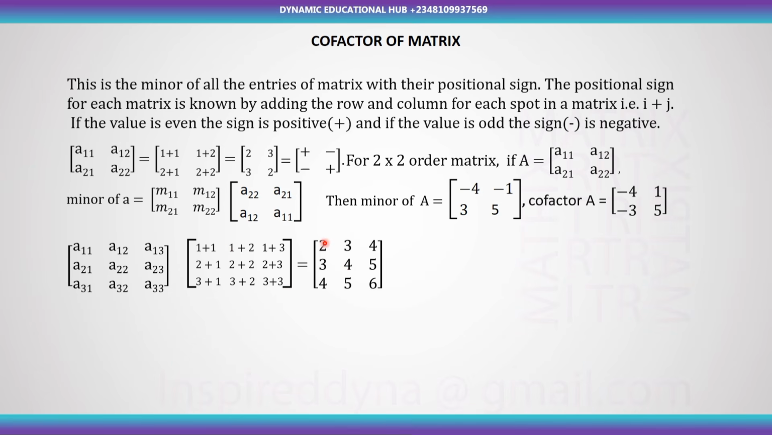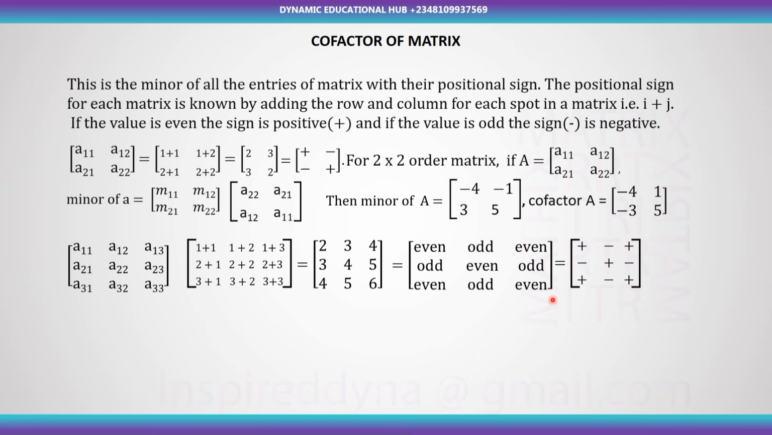This one is going to be 2, 4, 2, 3, 4, 3, 4, 5, 4, 5, 6. And let's consider these numbers. We can see that they are even. This one is even, odd, even, odd, even, odd, even, odd, even. When you change that to sign, it is plus, minus, plus, minus, plus, minus, plus, minus, plus. It's as simple as that. You consider this sign after you have done your minor.